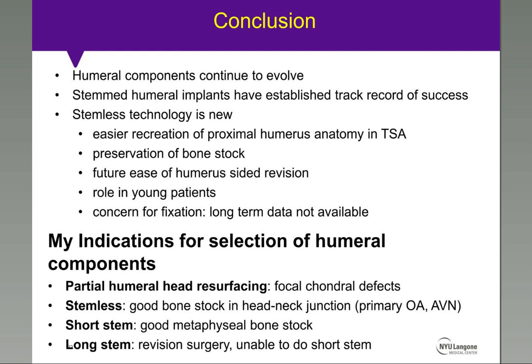To sum it up, my current indications for selecting a humeral component are as follows. I choose partial humeral head resurfacing when I'm dealing with focal chondral defects. I go for stemless design in patients who have good bone stock and head-neck junction. These are typically young patients with primary OA or with AVN, in which the bone at the head-neck junction is not compromised by the AVN process.